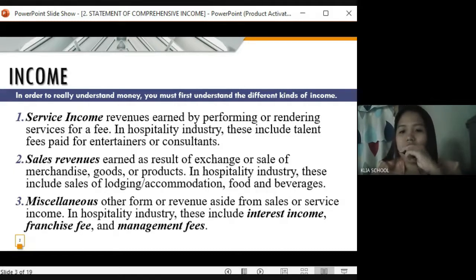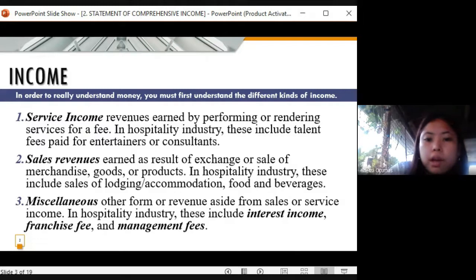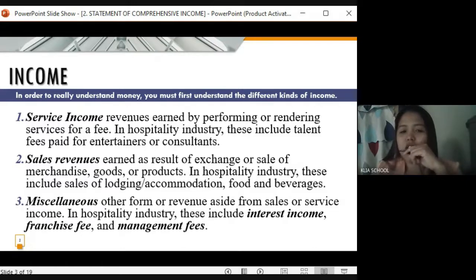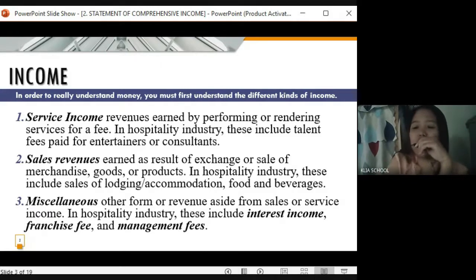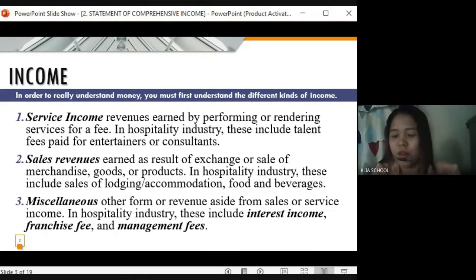Will you please read, Elsa? Service income: revenues earned by performing or rendering service for a fee. In hospitality industry, these include talent fees paid for entertainers or consultants. Okay, thank you, Elsa. So ito yung tinatawag na service income, income na galing sa service natin. Sabi nila, if you're gonna be professional someday, mas malaki pa yung magiging service income mo base doon sa salary mo. Okay? So, are you familiar with the masses? Mga misa.